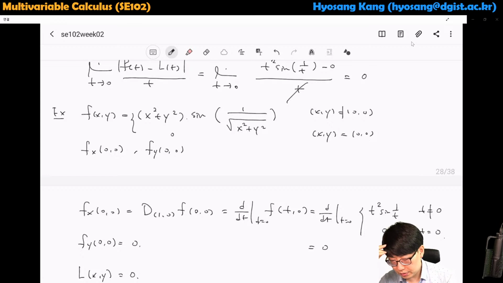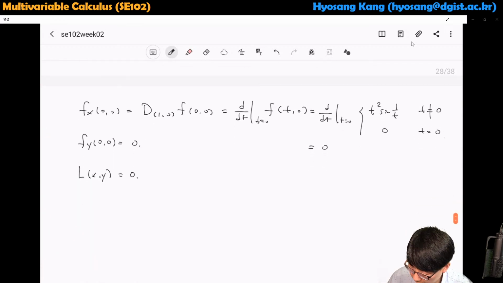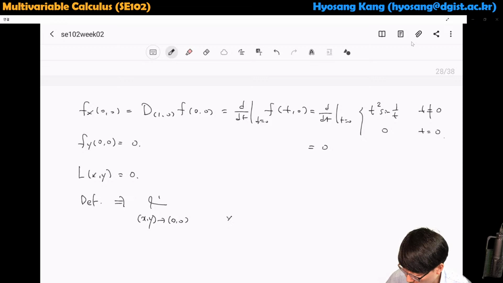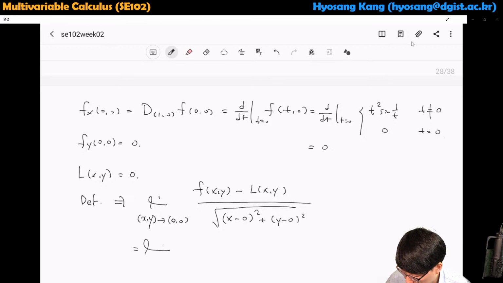I'm sorry, I should think about this more carefully. This is actually differentiable. So think about the definition again. By definition, what we have to check is that when (x,y) approaches (0,0), the quotient with the square root of (x minus 0) squared plus (y minus 0) squared in the denominator, and f(x,y) minus the linear approximation in the numerator, goes to 0.